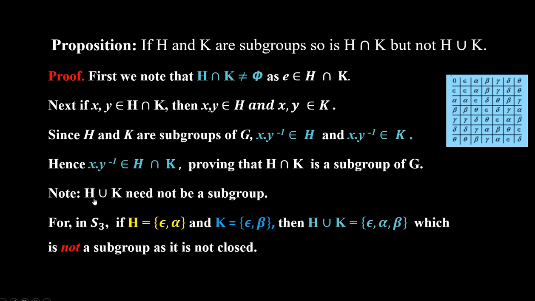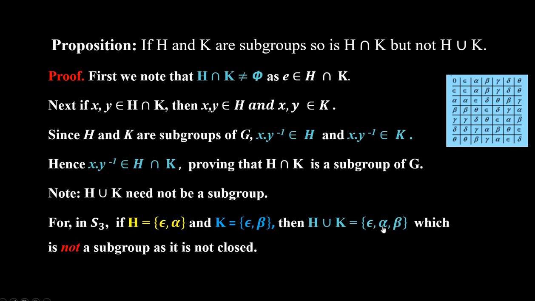Now we notice that H union K need not be a subgroup. Whenever something is not true, that is established by producing a counter example. So in S3, S3 is the collection epsilon, alpha, beta, gamma, delta, theta, and its table is given here. If H is this subgroup, we know already that it has got 4 proper subgroups. Of the 4, we shall consider H to be this subgroup and K to be this subgroup. The union, when we consider, will have these elements, epsilon, alpha, beta. But that is not a group as it is not closed.